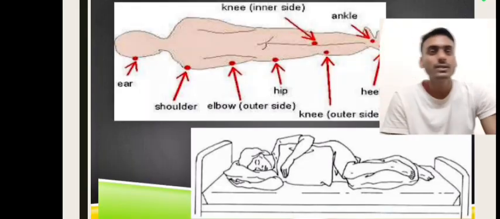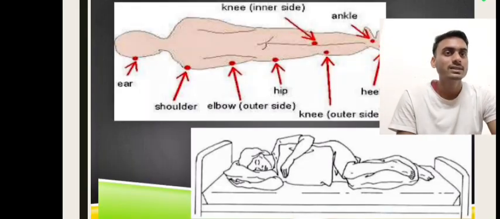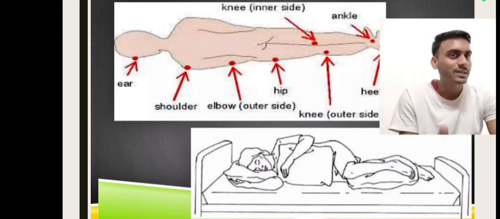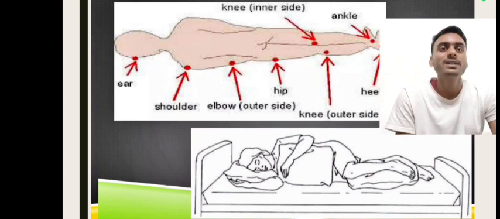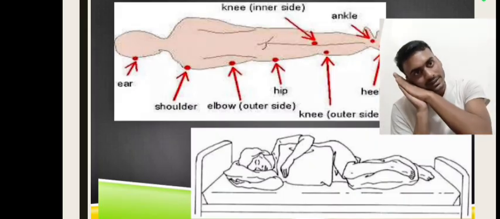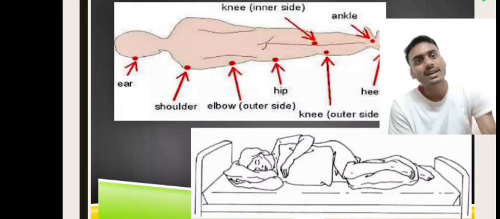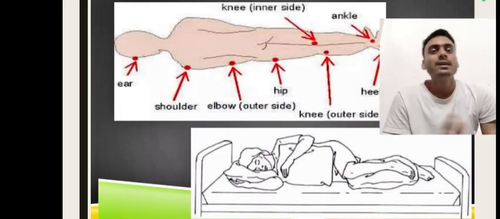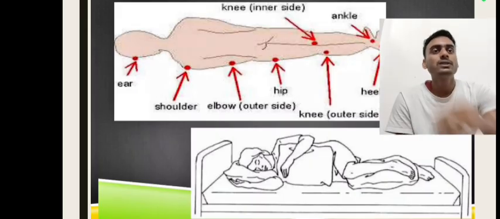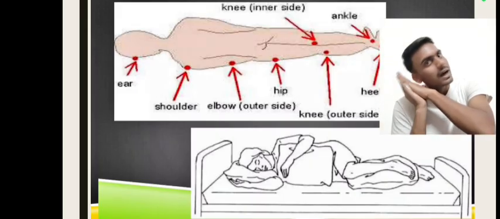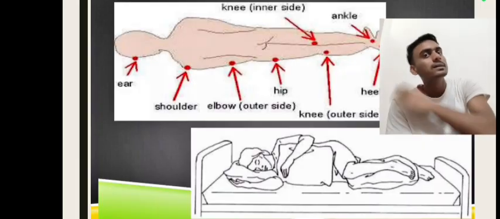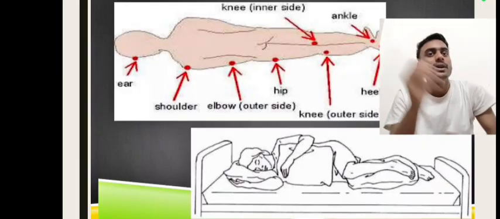Okay, so coming to the next position, can you guess what is the name of this position? So this is a lateral position. Mostly people are sleeping in this position, right? If you lie down like this, the most prominent pressure points are in the ear, the shoulder, the elbow, the knee, and the heel.